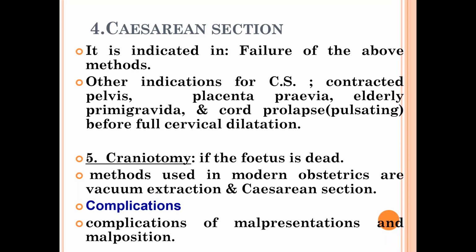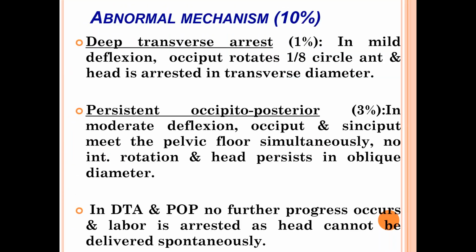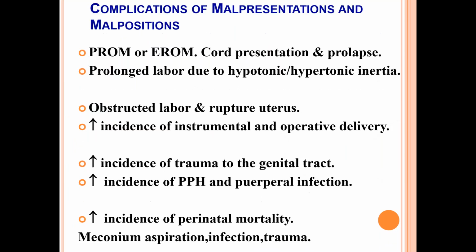With complications, I have already discussed the complications of malpresentation. If anybody has any doubt, I will provide them again, because these complications have been asked differently in examinations. The complications are premature rupture of membranes and cord presentation: when the head is not well applied to the cervix, the cord lying freely in the abdomen will come into the lower segment, which is called cord presentation, and it can be a cord prolapse when it comes out of the vulva. Then prolonged labor, obstructed labor, uterine rupture, increased incidence of instrumental delivery, increased incidence of trauma, PPH and puerperal infection, and increased perinatal mortality.